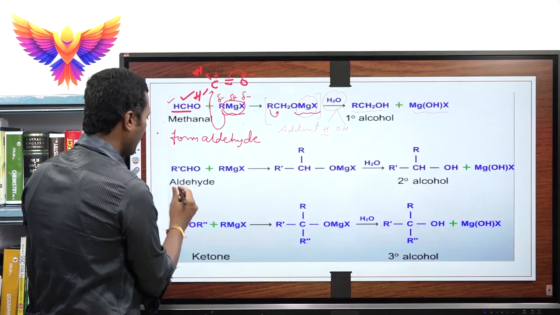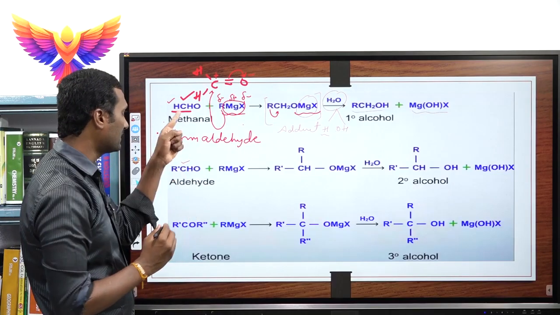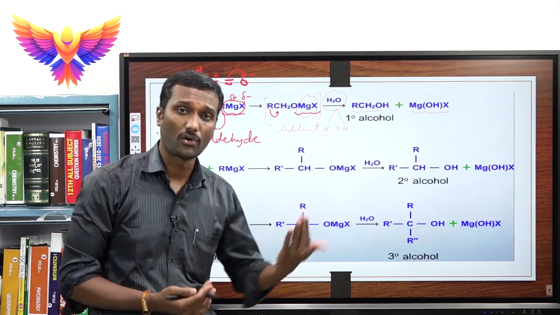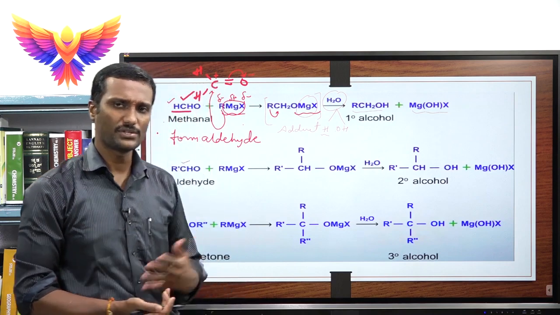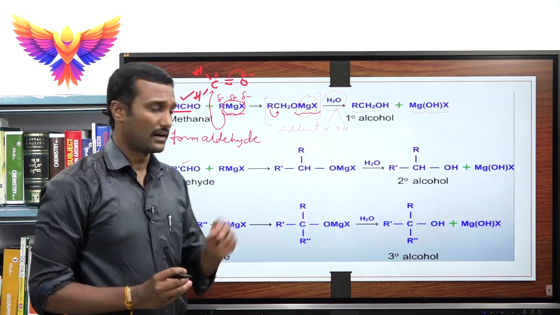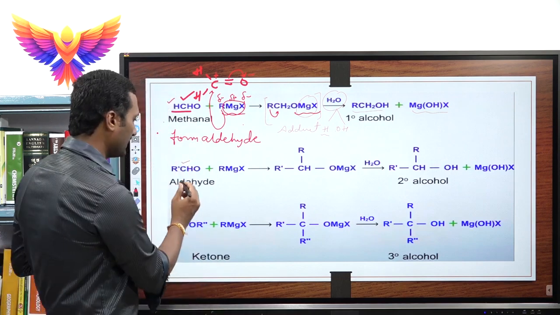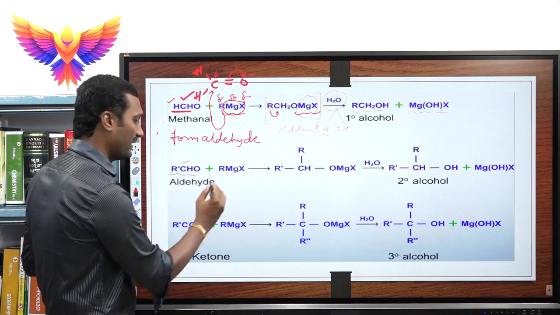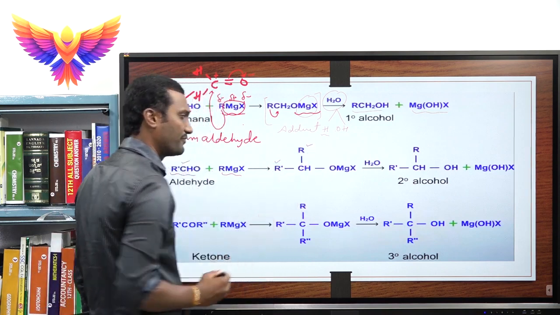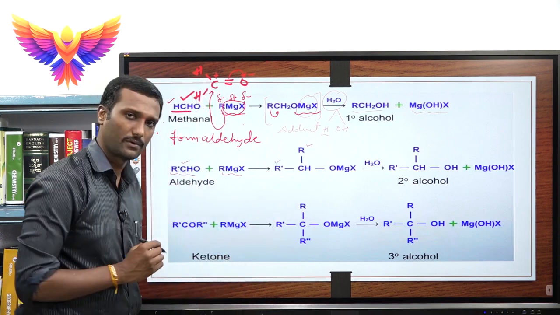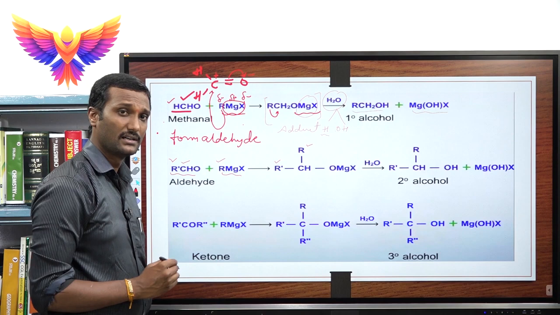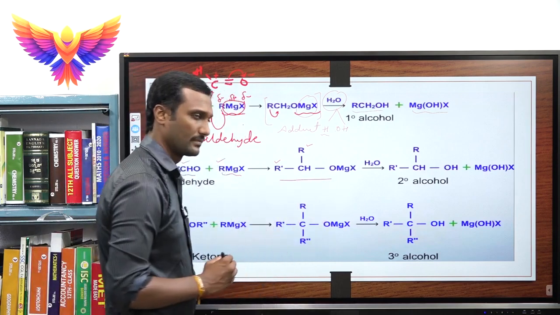Again, now I am taking the second case: other than formaldehyde, the same aldehyde group. Other than formaldehyde, you can take ethanal, propanal, butanal, any aldehyde. When it reacts with a Grignard reagent, you can observe there are two alkyl groups attached to the carbonyl carbon. One is from the carbonyl compound, one is from the Grignard reagent. This is called the adduct, or intermediate.